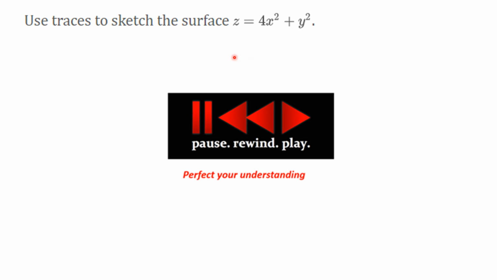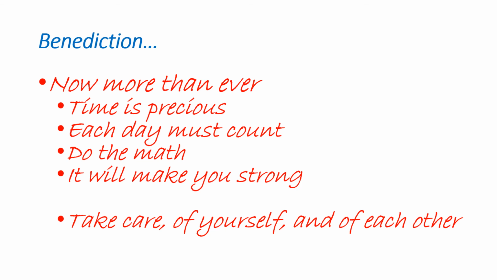Okay, so now I'm going to ask you to use traces to sketch the surface z equals 4x squared plus y squared. And realize here that z is the sum of these numbers, but now there's no constant. Okay, so you know what to do. And we'll see how you do when we turn to the continuation of this video.